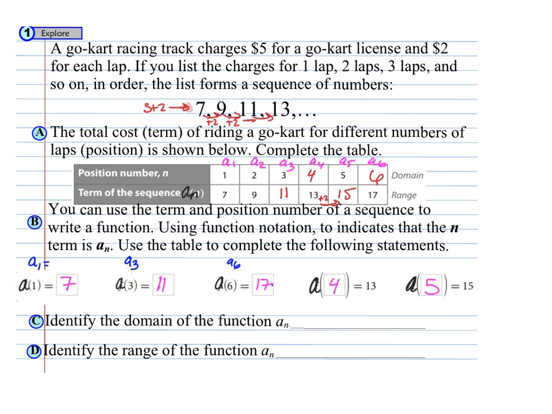The domain for this function would be your position, these right here, and your range would be your actual answers, your terms in the sequence. So our domain would be 1, 2, 3, 4, 5, and 6. Your range would be the actual numbers in the sequence, which would be 7, 9, 11, 13, 15, and 17.